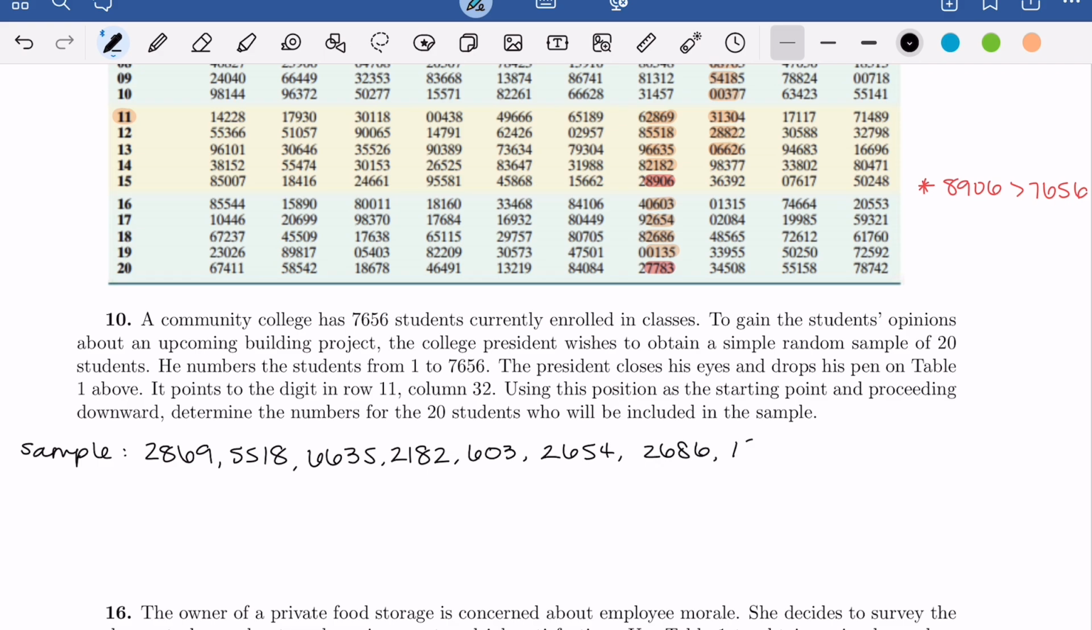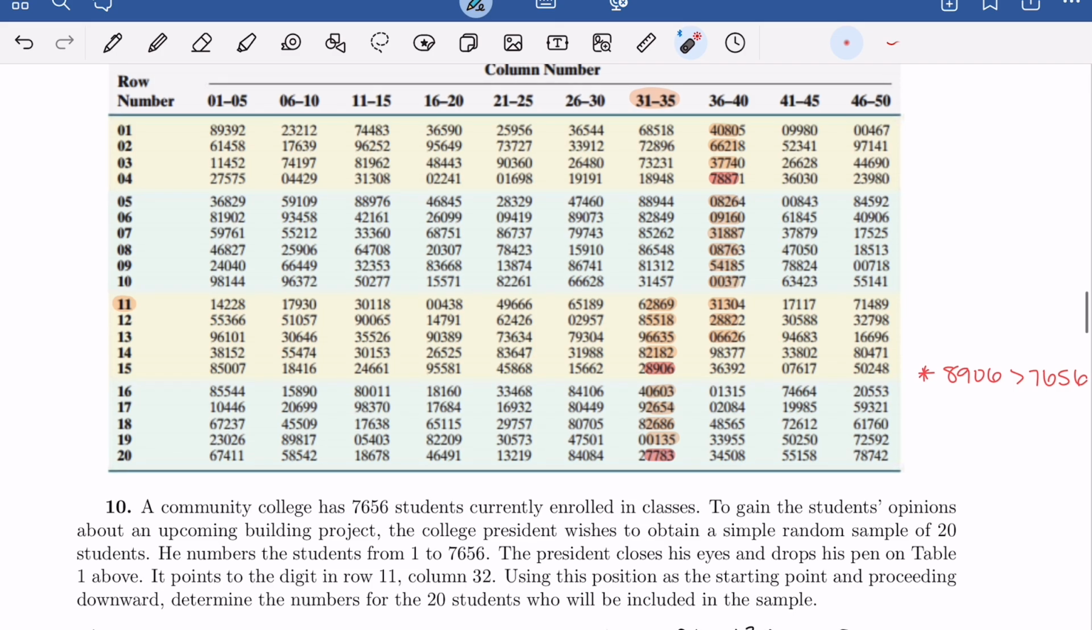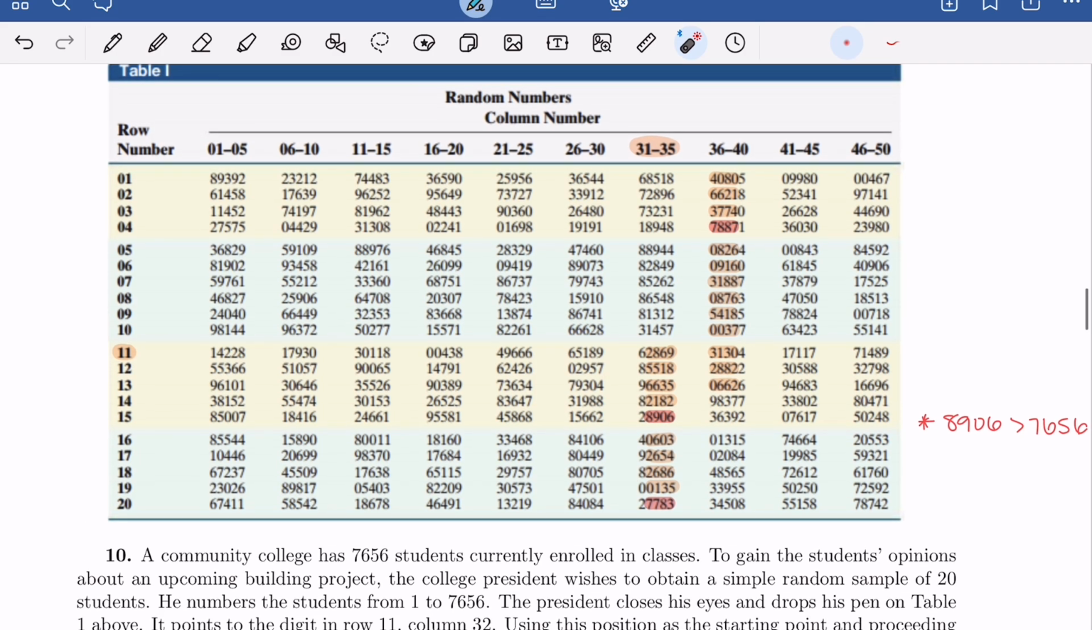And then continuing this process here, we do have kind of a big random sample of 20 students. We're almost there. And then our last student is going to be the one numbered 162. All right, so this is going to be our random sample, and that is how we obtain this sample using this random numbers table.